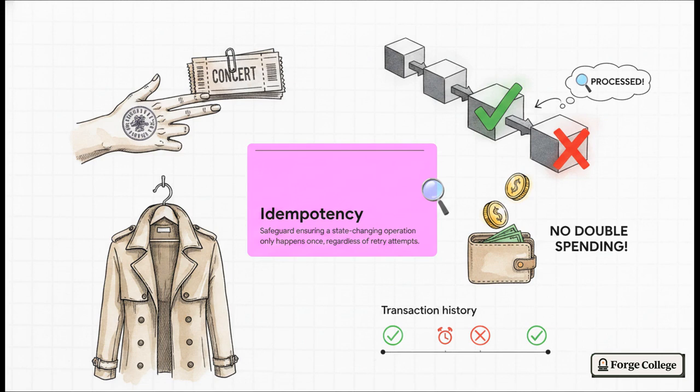Think of it like getting a stamp on your hand at a concert or getting a coat check ticket. If you accidentally resubmit a transaction, maybe because your app thought the first one failed due to a timeout, the system looks at your idempotency token. It recognizes you, says, hey, I already processed this ticket, and guarantees it only executes that transfer once. Absolutely no accidental double spending.